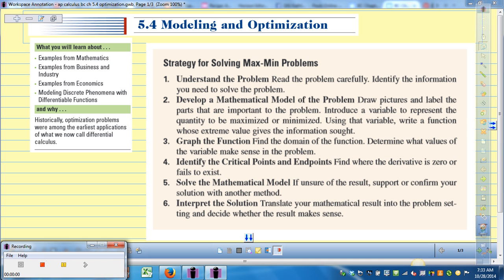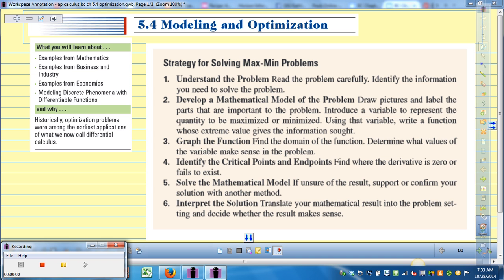This is what they have in the book, and I thought we'd just run through and look at these. It's essentially how we approach a word problem. Understand the problem, so you need to read it carefully. Develop a mathematical model of the problem, so drawing pictures, labeling parts. I always want to write down what I want to know and what I do know, things that are given and exactly what I'm looking for. Graph the function if you can. Find the domain of the function. Then we'll be identifying critical points and then finding maxes and mins.